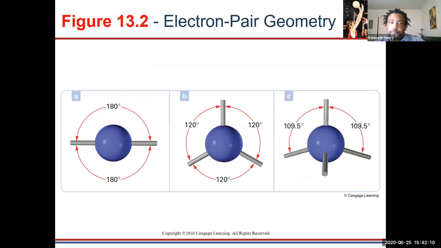If we have an electron pair on this side and an electron pair on this side, they're going to try to be as far away as possible. So they're going to be 180 degrees away from each other. 180 degrees is linear, a line. This makes a line.